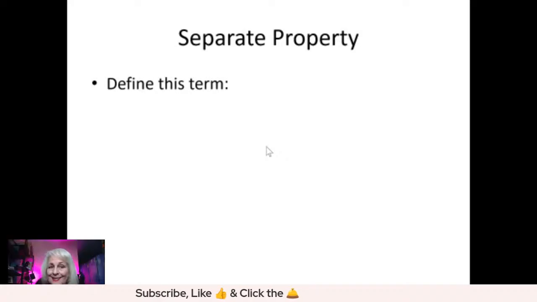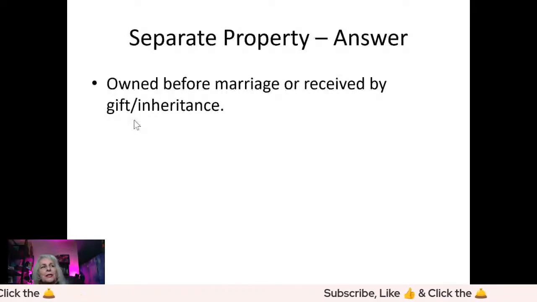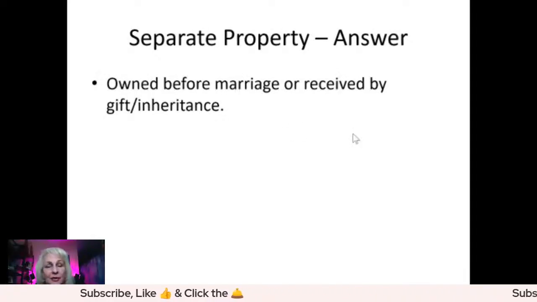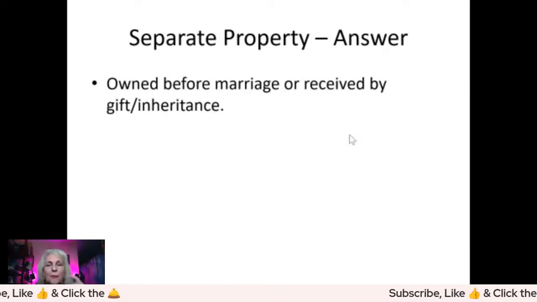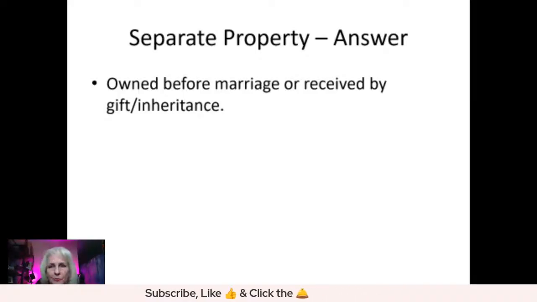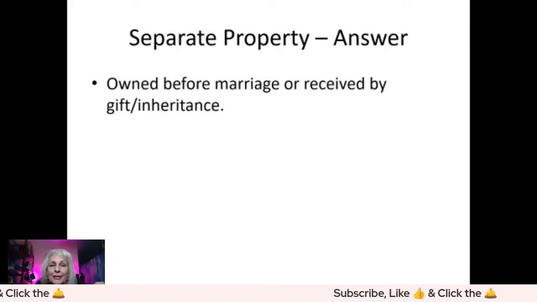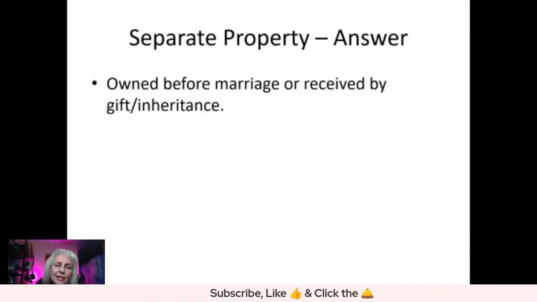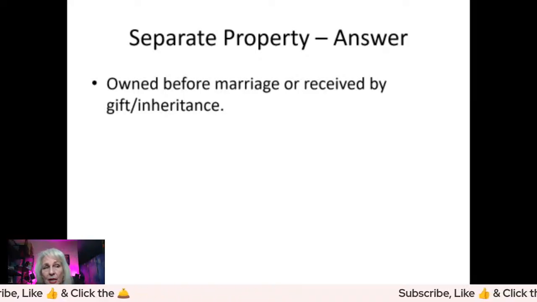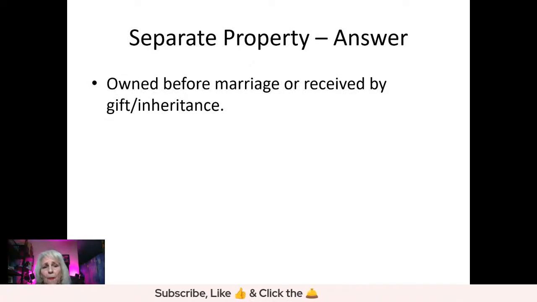Separate property. Separate property is owned before marriage or received by gift or inheritance. Any property that's owned prior to marriage belongs to the individual that owned it prior to marriage. If it was property received by gift or inheritance, it belongs to that individual. It is separate property. It does not become community property, which is after marriage, or tenants by the entirety. So separate property remains separate.